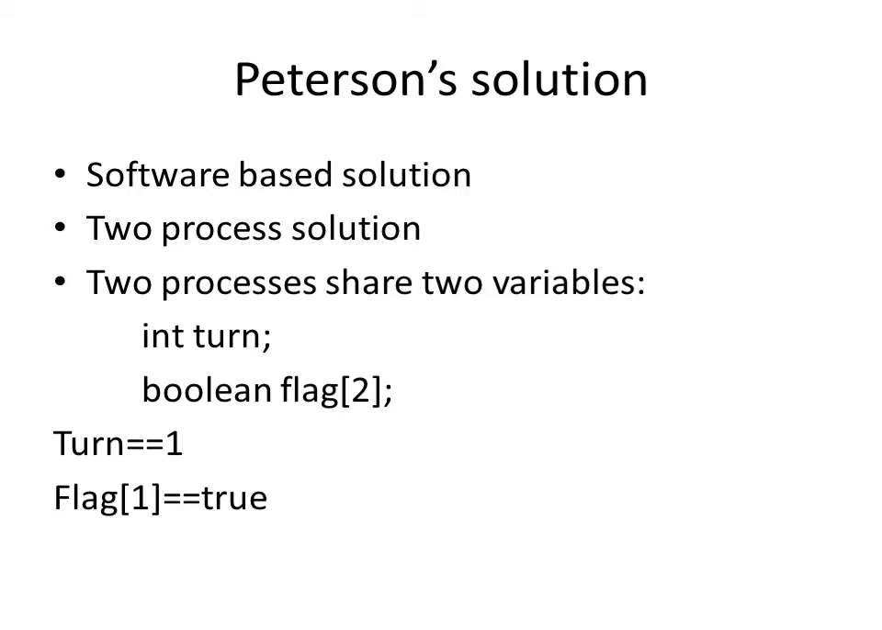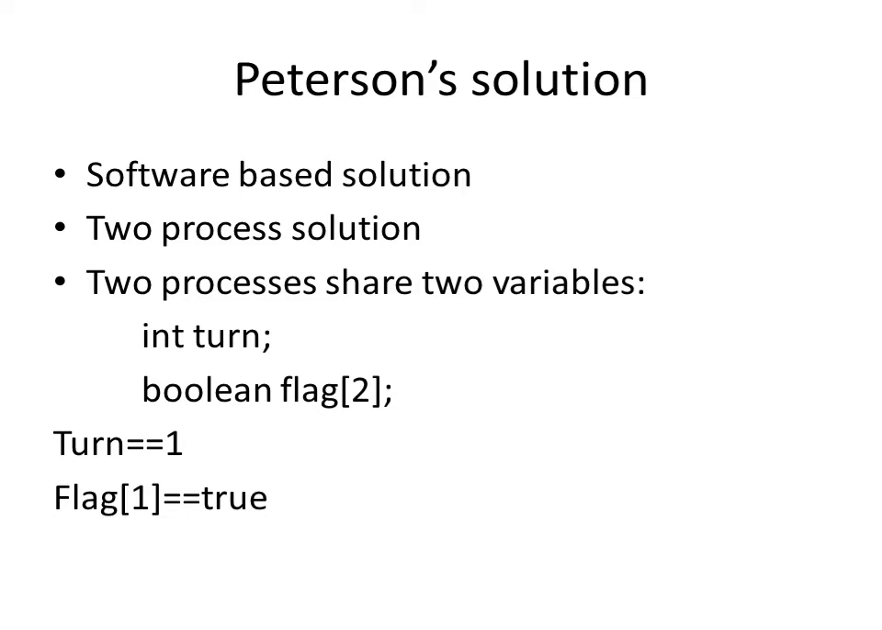We use the Peterson solution for solving the critical section problem only when two processes are present. Suppose we have two processes P0 and P1, and Peterson solution requires two data items or data structures. Those are int turn and boolean flag.